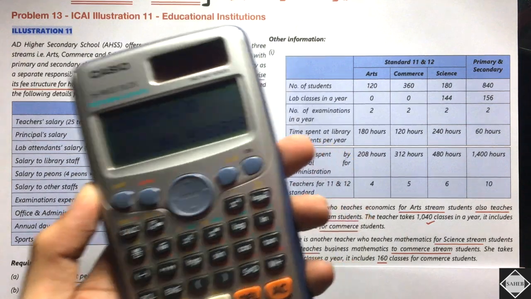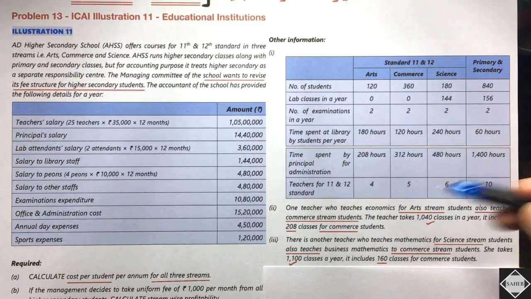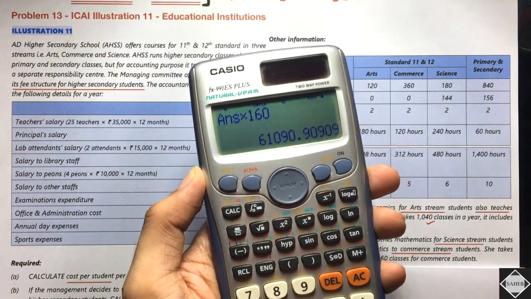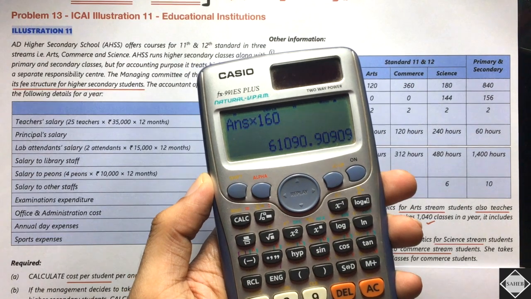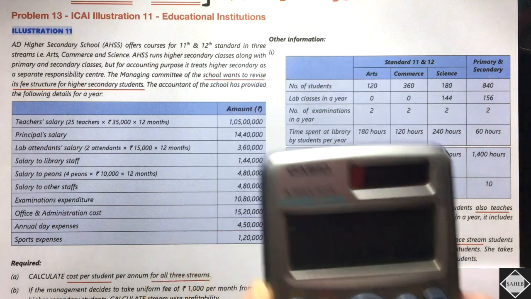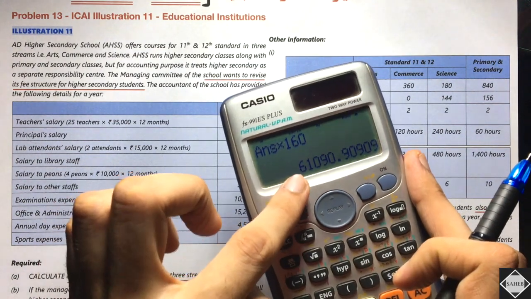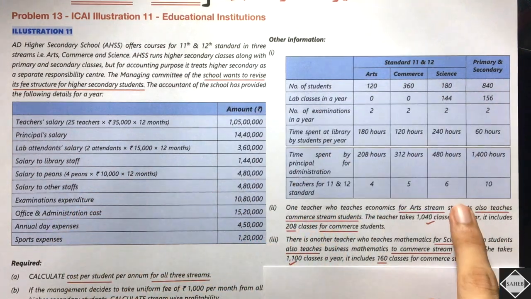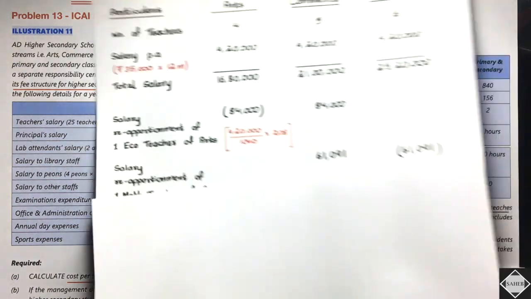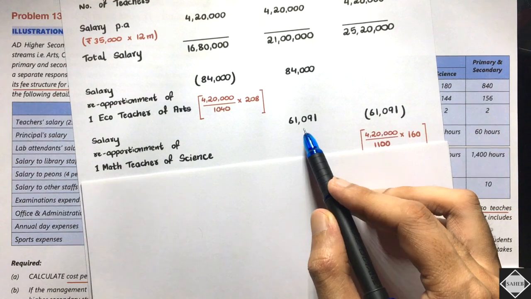What will we do then? You have to calculate the cost of the 160 classes which she has taken for the commerce stream, for the commerce department, right? So cost per class into 160, that is equal to 61,090.9. So let's round it off. Okay, 61,091 we can say. Is it clear? So what are you going to do about this? You are going to subtract this from the science and add it in the commerce, isn't it? Yes. So see here, 61,091 you will subtract from the science and add in the commerce.